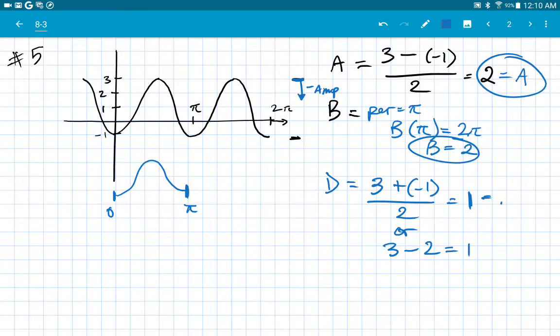Remember that 1 represents the midline. Show that midline on your graph, like that. Okay, show that dotted line. That dotted line is really what helps you create the sine equation, because you need that starting point along the midline to actually find that c value for the sine. Okay, so now that we have those pieces of information, we can go ahead and create our graphs.